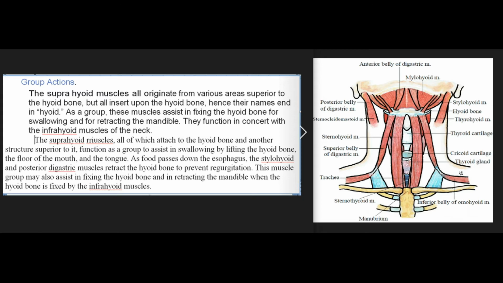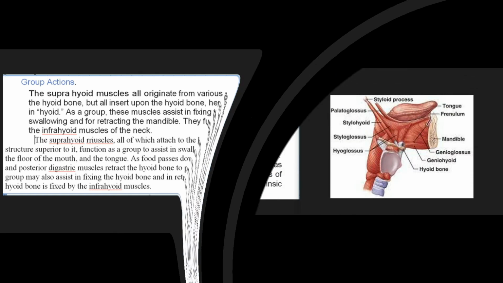The suprahyoid muscles, all of which attach to the hyoid bone and another structure superior to it, function as a group to assist in swallowing by lifting the hyoid bone, the floor of the mouth, and the tongue. As food passes down the esophagus, the stylohyoid and posterior digastric muscles retract the hyoid bone to prevent regurgitation. This muscle group may also assist in fixing the hyoid bone and in retracting the mandible when the hyoid bone is fixed by the infrahyoid muscles.